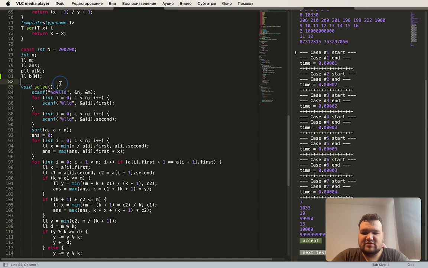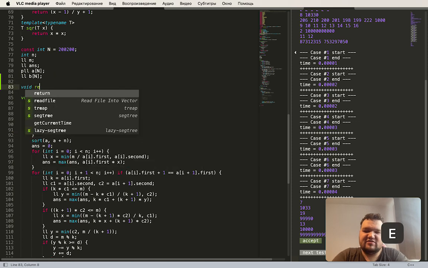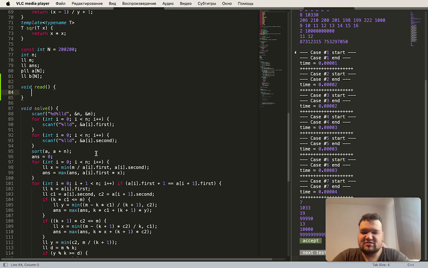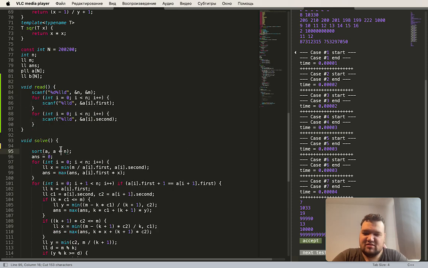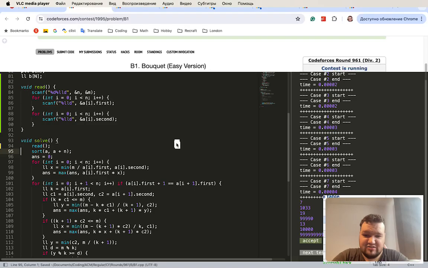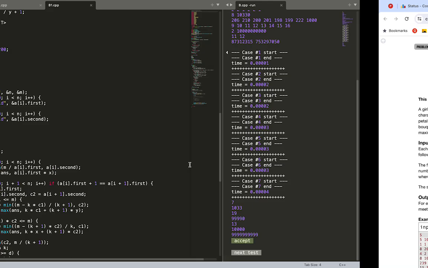So we can write the function read that will transform the input into the format that we need. So that was the solution for problem B2. Now we need to read differently.